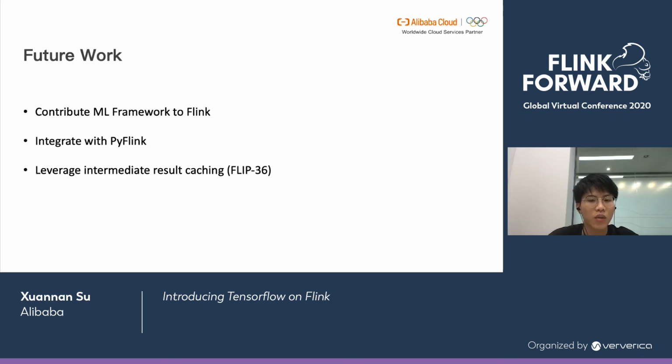Last but not least, in FLIP-36, we introduced a caching mechanism to cache intermediate results using the Table API. This is very helpful when you want to do hyperparameter tuning. The intermediate result can be cached and used by multiple model training jobs. On top of that, it will allow machine learning applications running on Flink to consume the same intermediate result multiple times to do iterative model training.